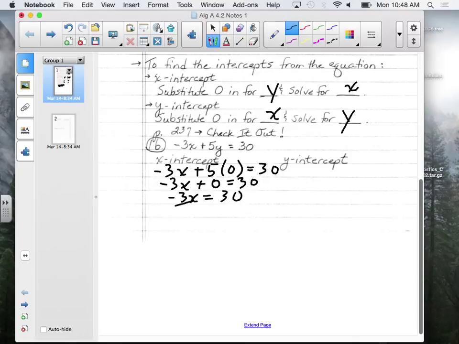And then finally we divide by negative 3. Negative 30 divided by negative 3 is negative 10. So x equals negative 10. So when it says x-intercept, does that mean we find x, right? We are finding the value for x when it crosses the x-axis. So if x is negative 10, what would the ordered pair be for this? Negative 10, 0.